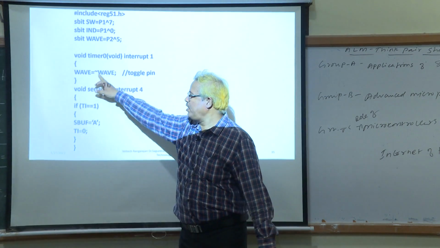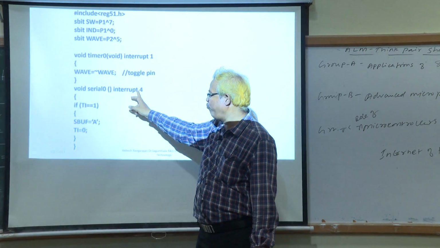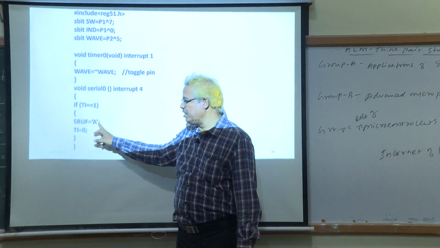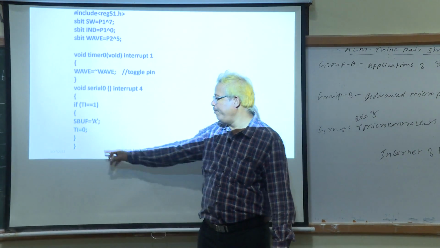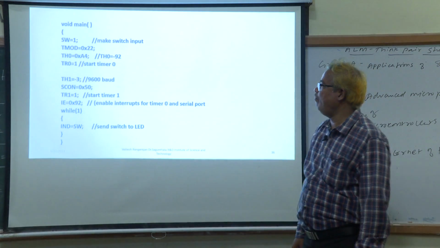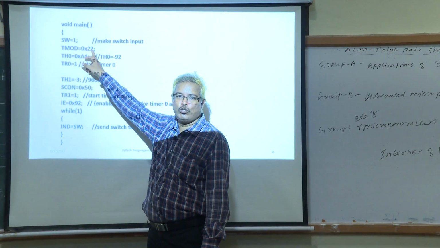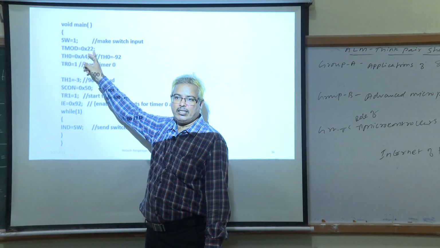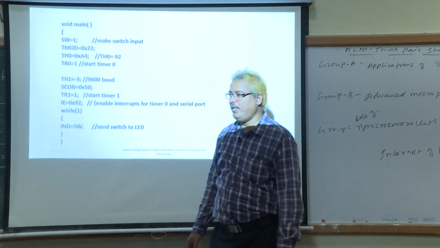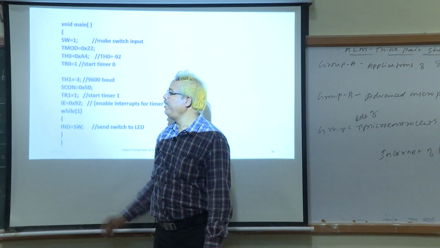In interrupt 1, wave is equal to not of wave, in order to generate the square wave with 200 microsecond delay. Then in interrupt 4, we check whether TI is equal to 1. Then SBUF is equal to A, placed in the SBUF register, and we make TI equal to 0. The main program starts with SW is equal to 1, making the switches input, and TMOD is equal to 0x22. Here both timers, timer 0 and timer 1, are used in mode 2. Mode 2 means timer 0 is 8-bit auto reload and timer 1 is also 8-bit auto reload.